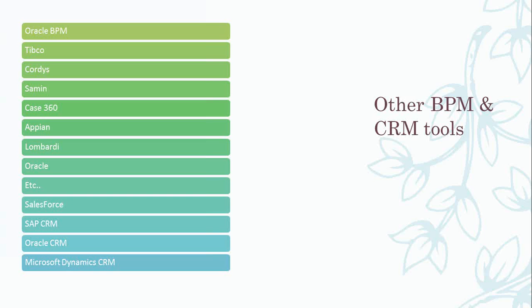And on the CRM side, Salesforce, SAP CRM, Oracle CRM and Microsoft Dynamics CRM are the top 4 CRM products, and Pega comes in as top 5 in that sector.